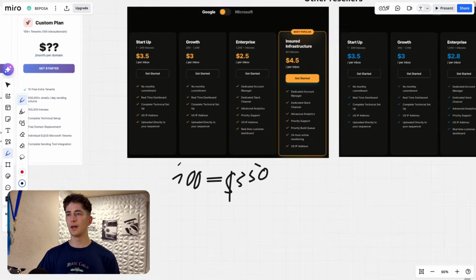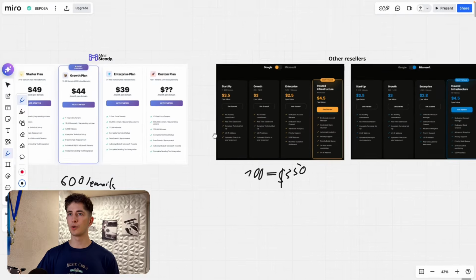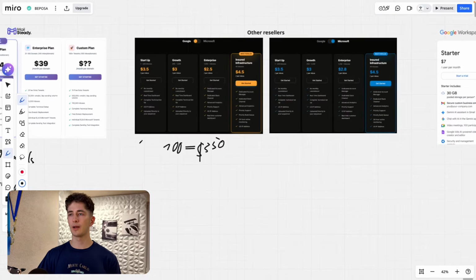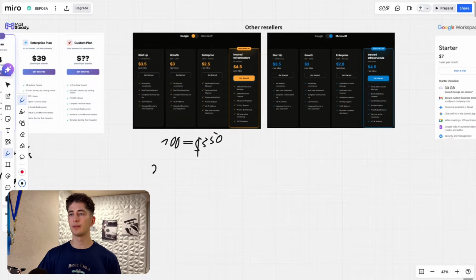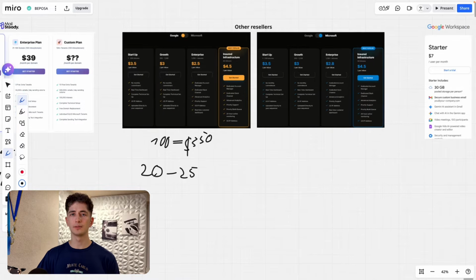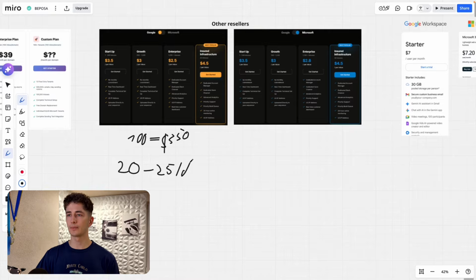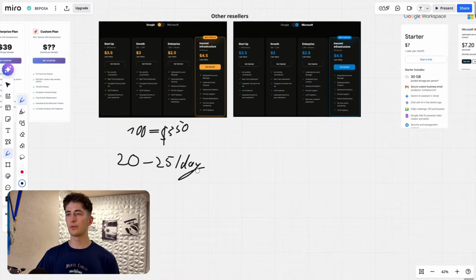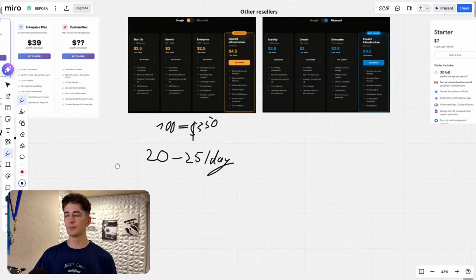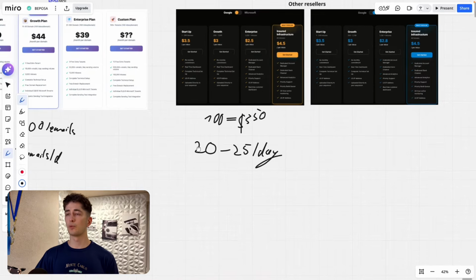Now, what's the difference between Google and these types of Outlook accounts is that with Google you are able to send around 25 cold emails per day, not including the warmup. Warmup is the same right here. Basically, with warmup you want to have a 1-to-1 or 1 to 1.5 ratio.